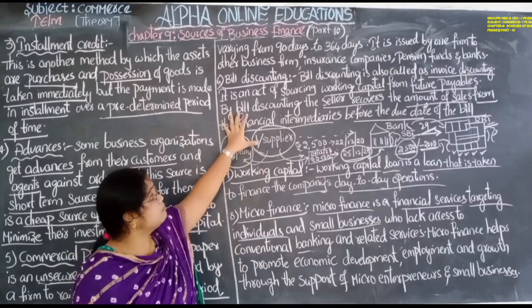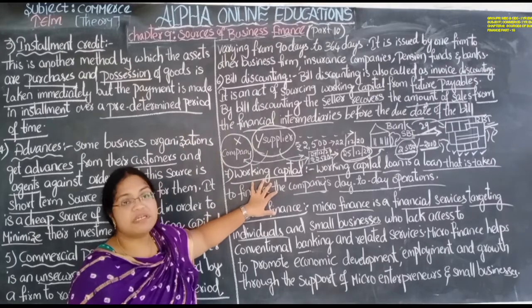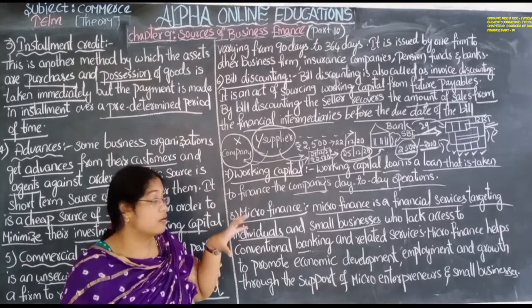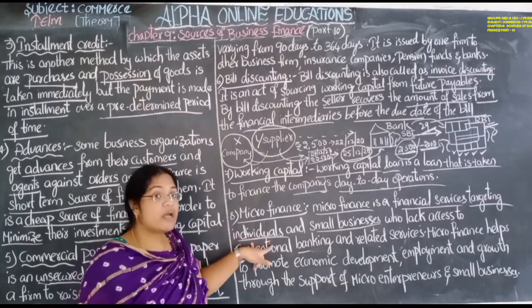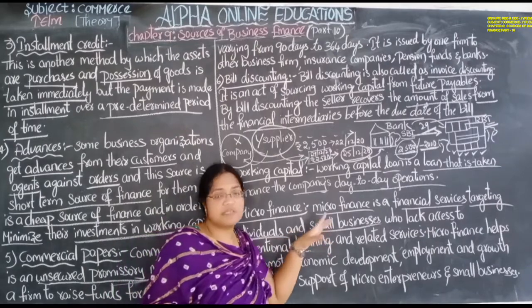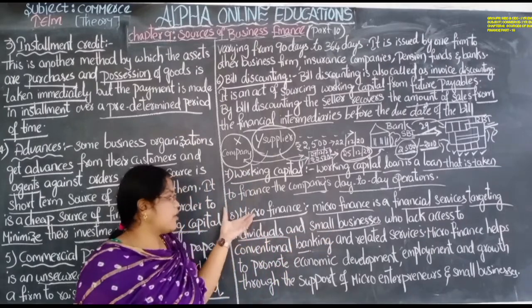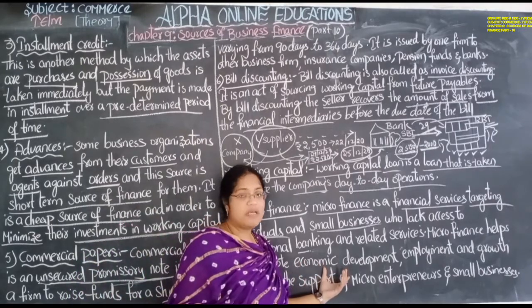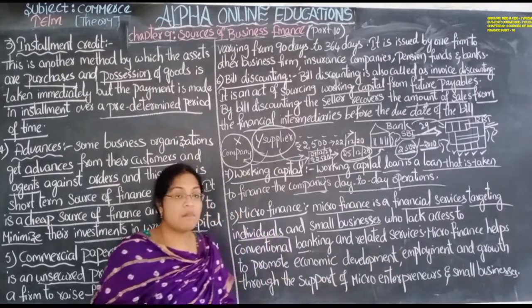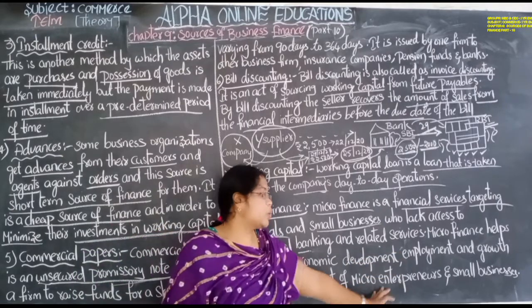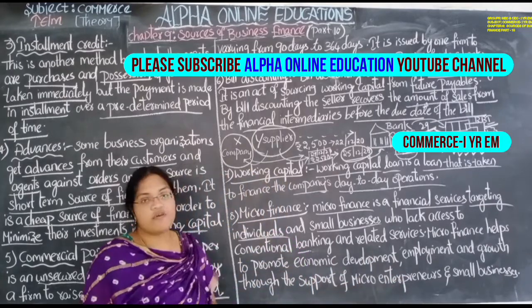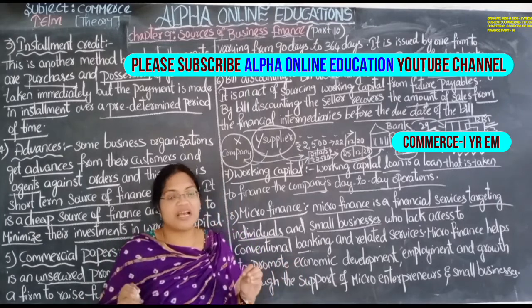So this is bill discounting, this is the working capital required for day-to-day activities, and this is microfinance, which is required for individuals, sole proprietors or small businesses. For them microfinance is very helpful. With microfinance, the economy will develop, employment will develop, there will be more growth for micro enterprises, and small businesses will increase. So this is about short term financial services. Let us meet in another session with some other topic.